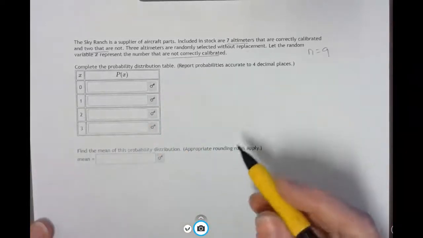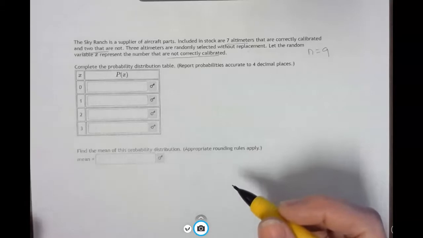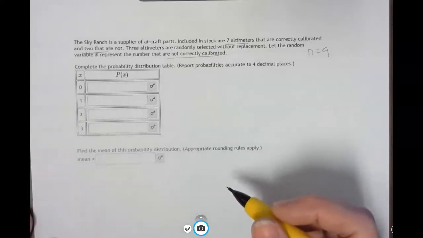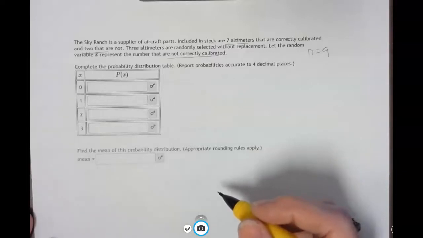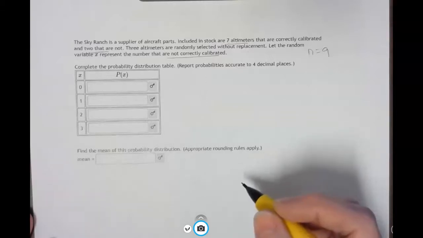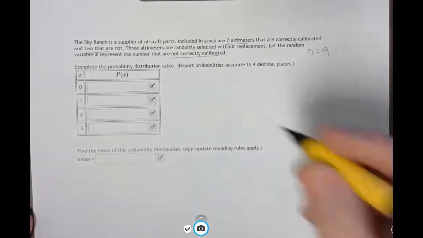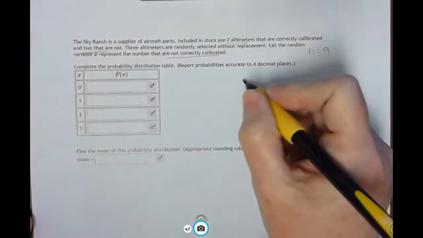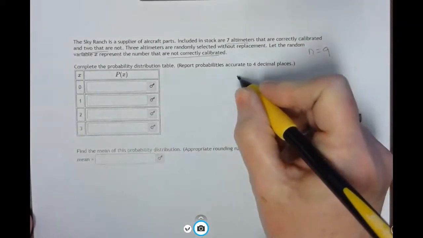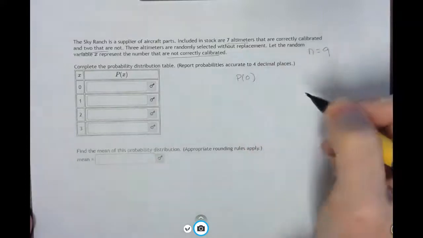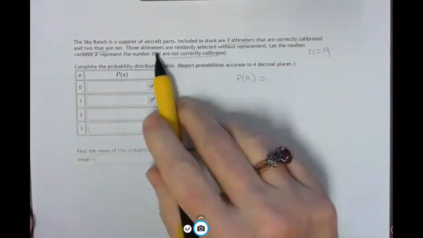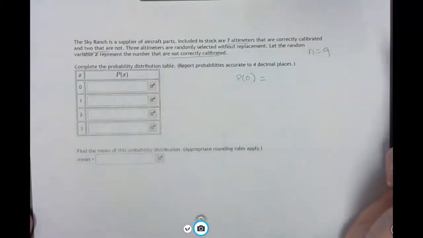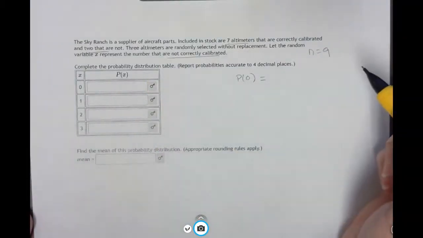So the quicker way is to look at the complement of that, which would mean that all of them are correctly calibrated, because the complement of all are correct or that none are correct. So we're going to look at the probability that none are correctly calibrated. And we're going to be selecting 3 altimeters without replacement. So let's think about that.